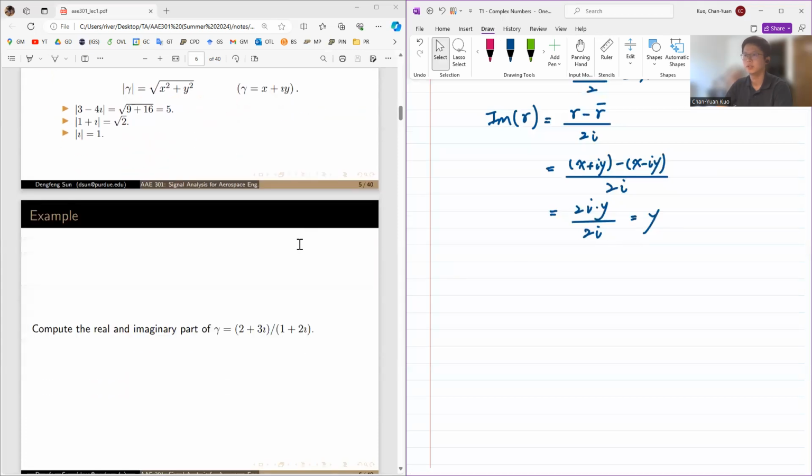All right. Now it's time for another example. Let's see if we can compute the real part and imaginary part of this complex number. We have 2 plus 3i in the numerator and 1 plus 2i in the denominator. To evaluate this and compute its real and imaginary parts, we need to do something called, what was that called?